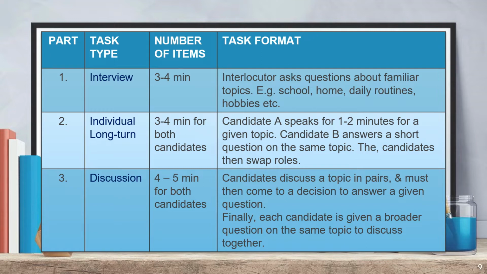This is followed by individual long turn or part 2 where candidate A speaks for 1 to 2 minutes for a given topic. This is followed by candidate B who answers a short question on the same topic. Then they swap roles and candidate B will then answer an individual long question. Then the final part is the discussion part where both the candidates will discuss a topic in pairs and must then come to a decision to answer a given question. Finally, each candidate is given a broader question on the same topic to discuss together.